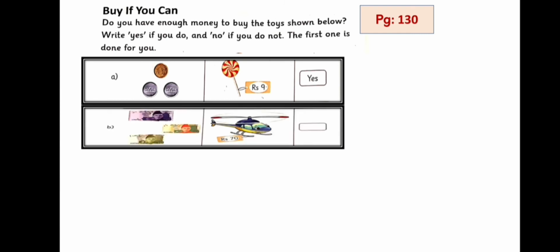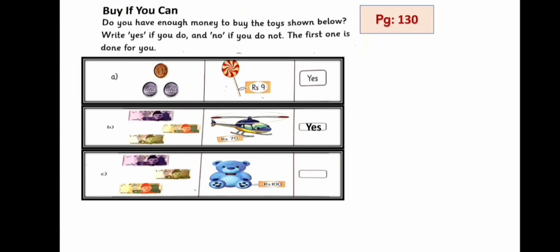Okay, now let's see the second combination of money, that is 1 note of 50 rupee, 1 note of 20 rupee and 1 note of 10 rupee, which makes 80 rupees. So can we buy a helicopter with the 80 rupees? Yes.